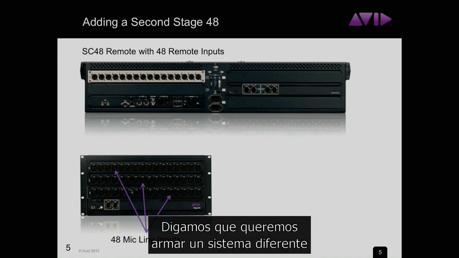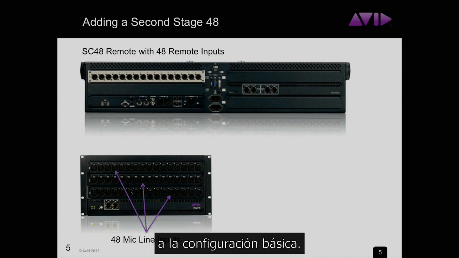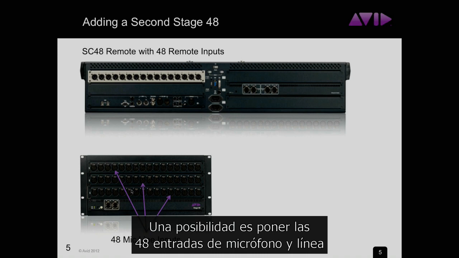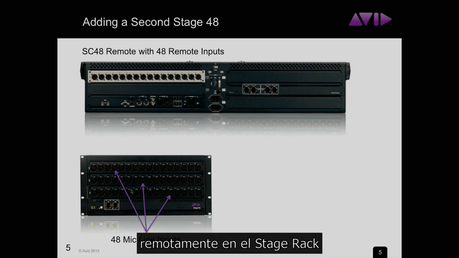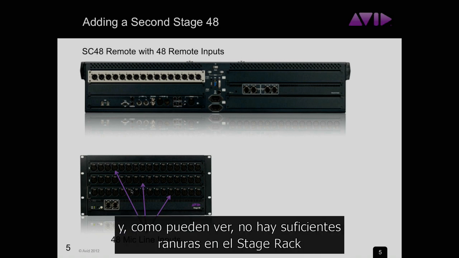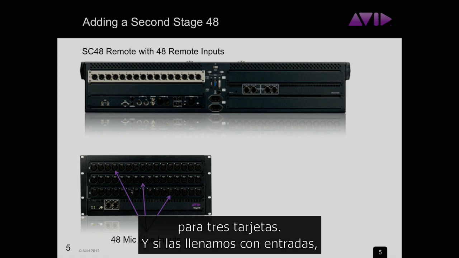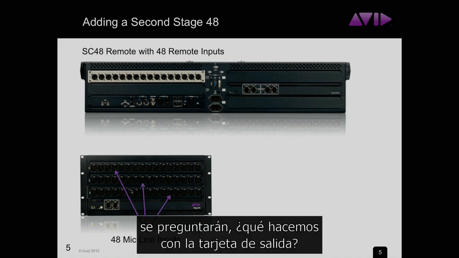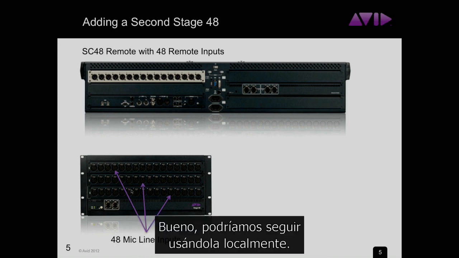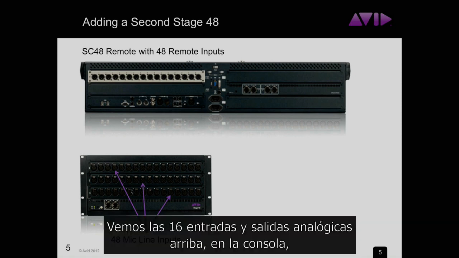Let's just say that we wanted to lay out our system a little differently than the basic configuration. Certainly one of those possibilities is to locate all 48 mic line inputs remotely in the stage rack. As you can see there, we only have enough slots in the stage rack for 3 cards to go in there. So if we fill it up with inputs, you might be asking, well, what do we do with our output card? Well, we could certainly continue to use the output card locally. You see the 16 analog I/O up in the top there at the console.